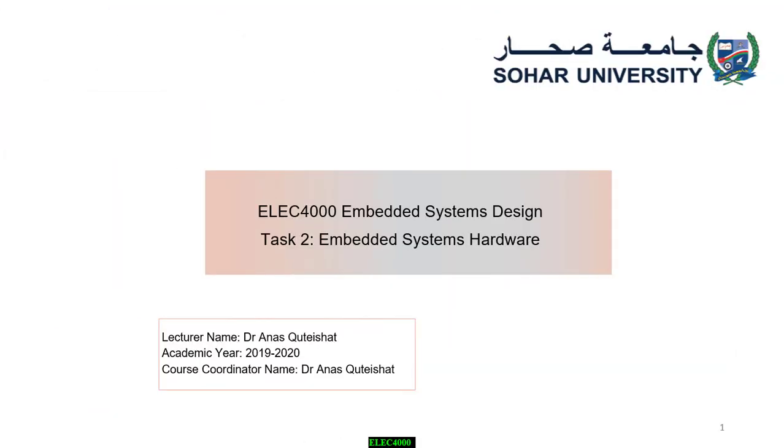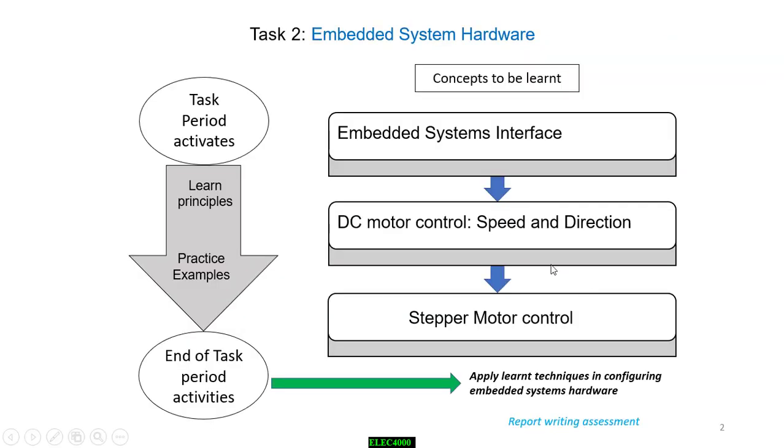Hi everybody, today we are going to talk about task 2 for embedded system design. In this task, named embedded system hardware, we are going to talk about embedded system interface, DC motor speed and direction control, and stepper motor control.